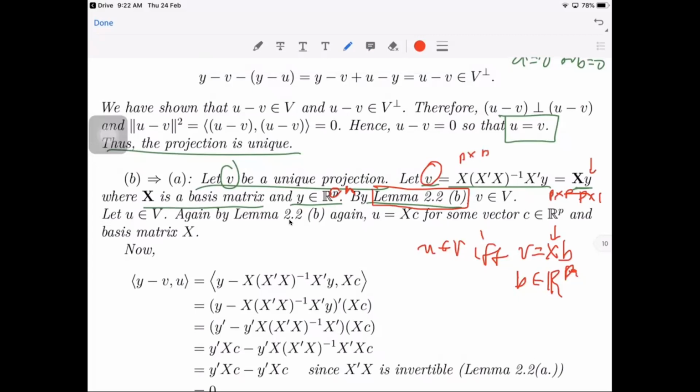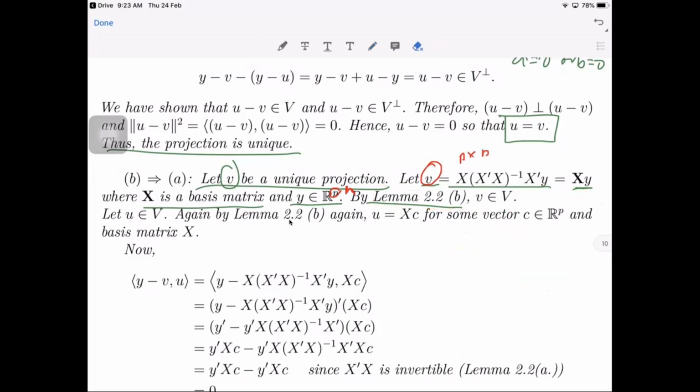Okay. So, ingon diha sa lemma 2.2b, kung itsura daw nimo imong vector as XB for some vector RP, or in our particular theorem, Y is in Rn, then we can conclude that V is in V. So this is the conclusion using that. Since we have written the vector in this, or the projection in this manner, then we conclude that this projection is in V. Okay.